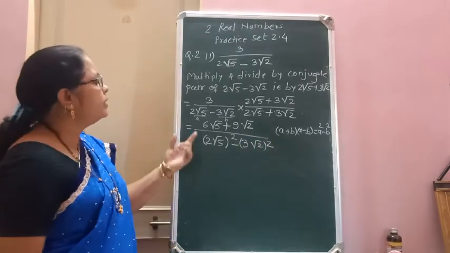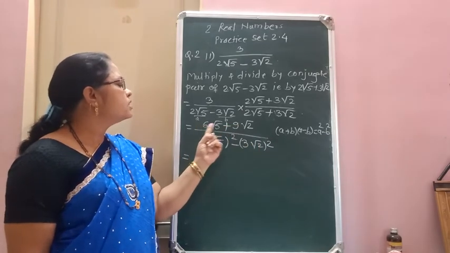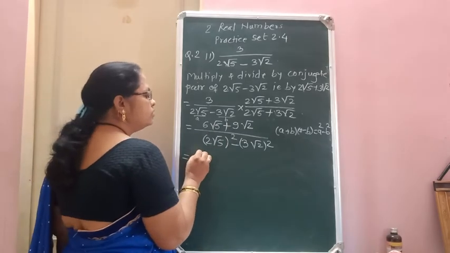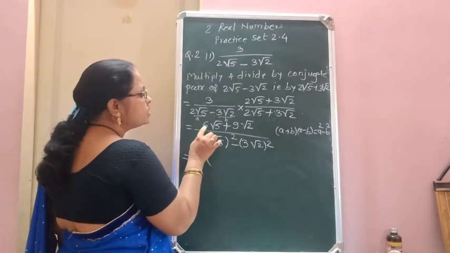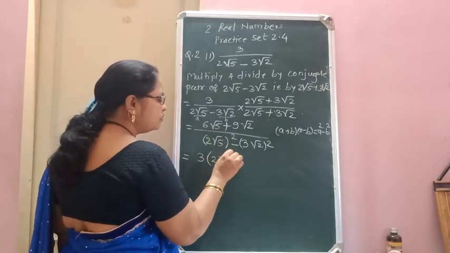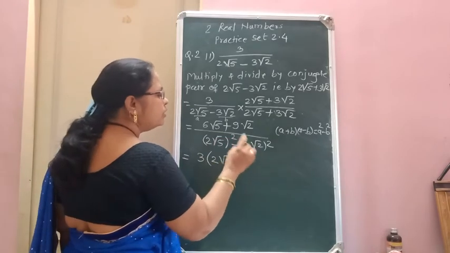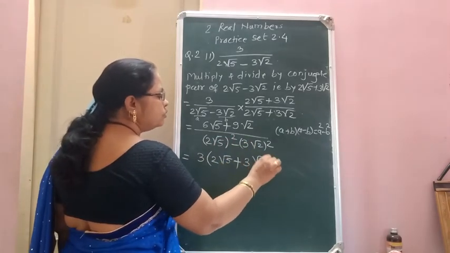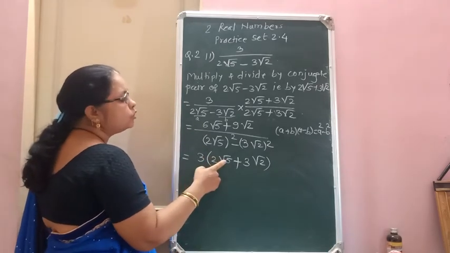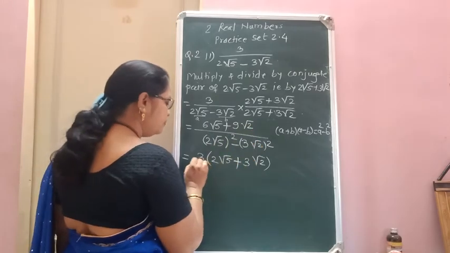Now see, in the numerator, 6 root 5 plus 9 root 2. For 6 and 9, there is a common factor, which is 3. So what remains in the bracket? 3 into 2 root 5, since 3 twos are 6, and 3 threes are 9, so 3 into 3 root 2. We have taken 3 common, so what will remain here? 2 root 5, 3 common, so 3 root 2.